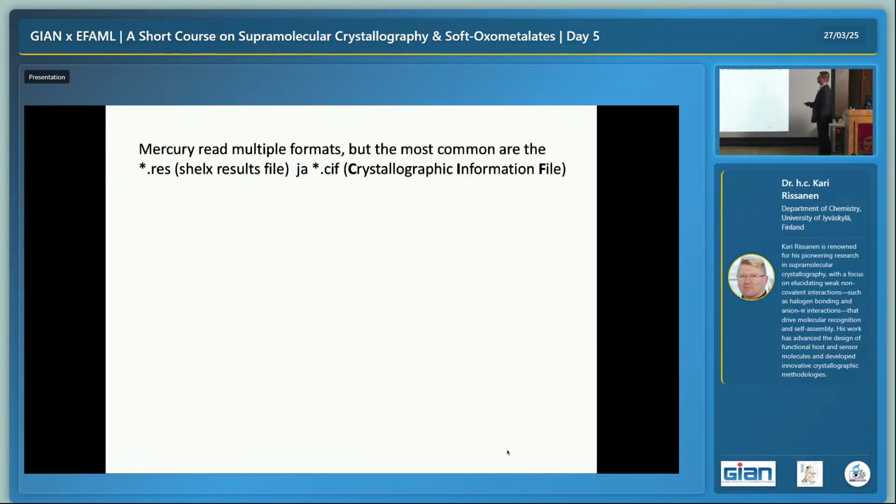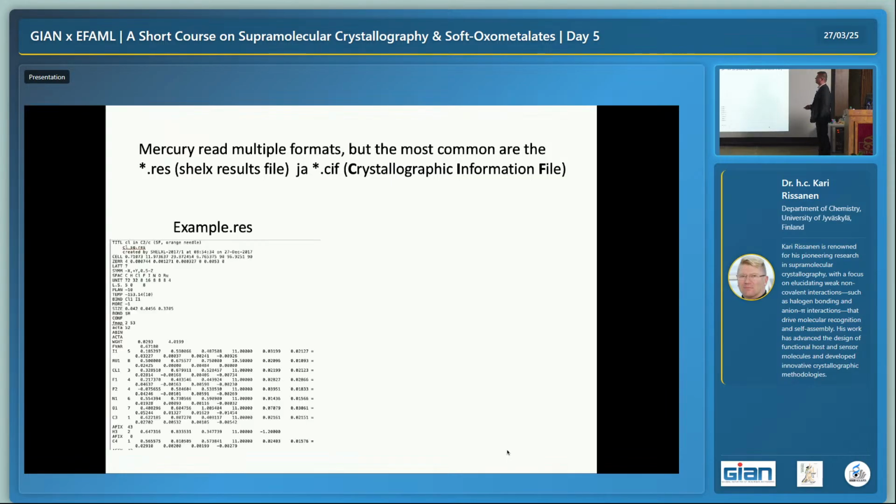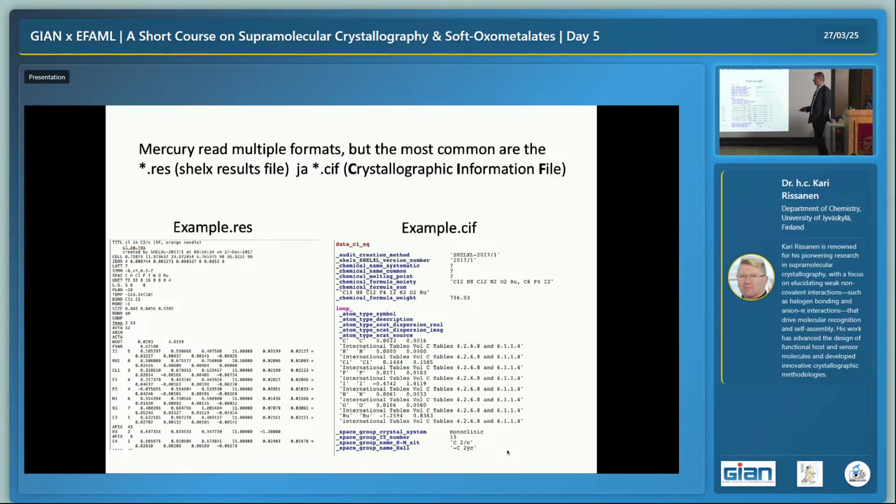But what is there? So the Mercury program reads multiple formats. The most common are the RES file. Remember, this is the results file from your refinement, your crystal structure solution, and then you ask the program to write the CIF file. So what is the difference? That is the information content. Remember, this looks something like what you saw already as a RES file. There are the coordinates, and now this is the CIF file. Just information. You don't have to know what is actually inside, but you can see the format. And Mercury can also read XYZ files and other files.